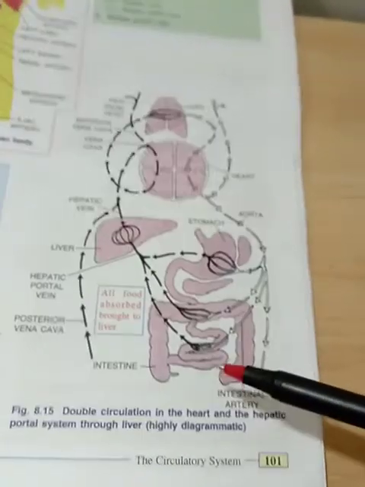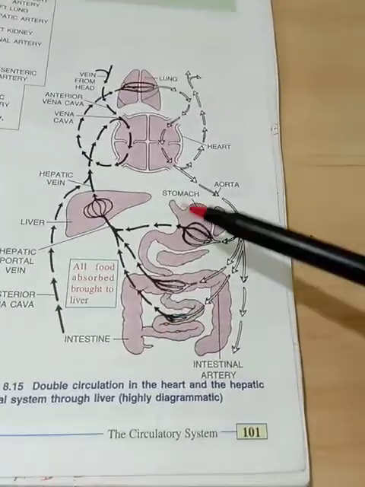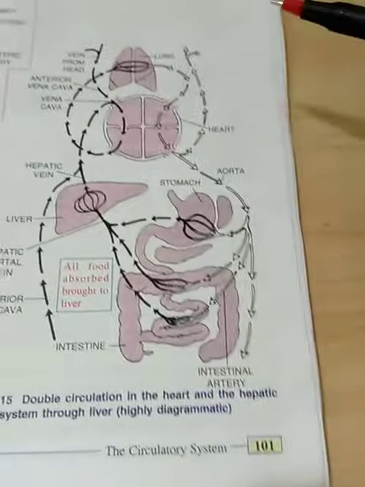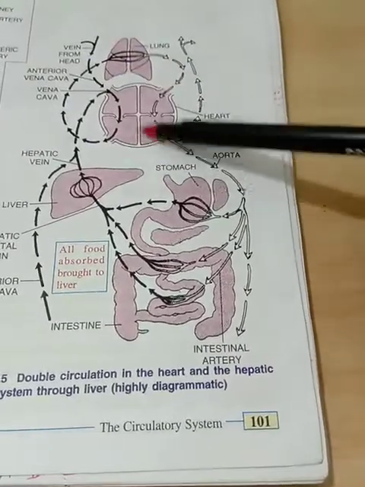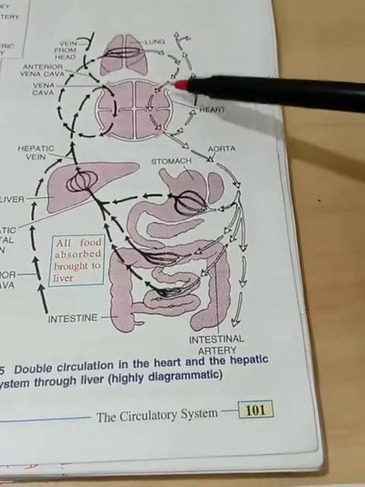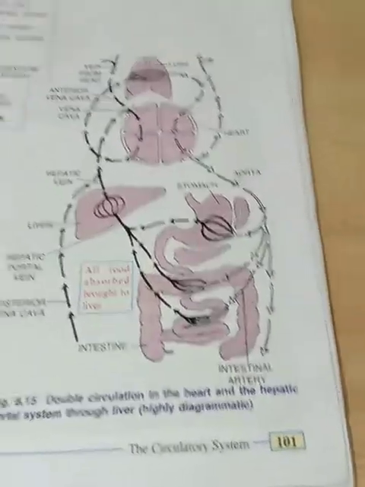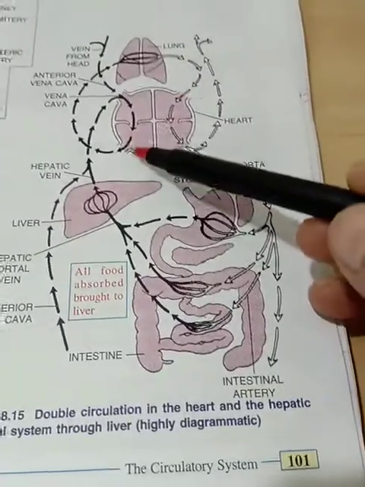Now, it's important to understand why we call it double circulation. See, double circulation means that the blood passes through the heart two times. That is, twice it passes for each blood circuit of the body. That is, the blood circulates along two independent pathways.